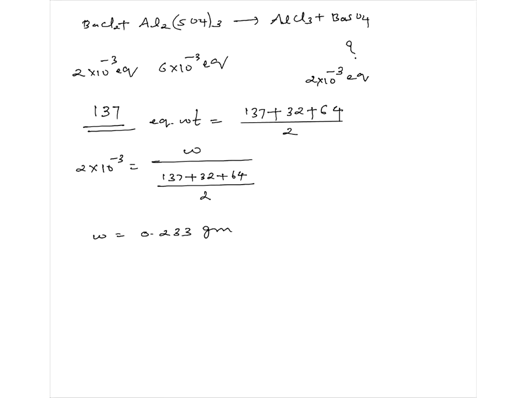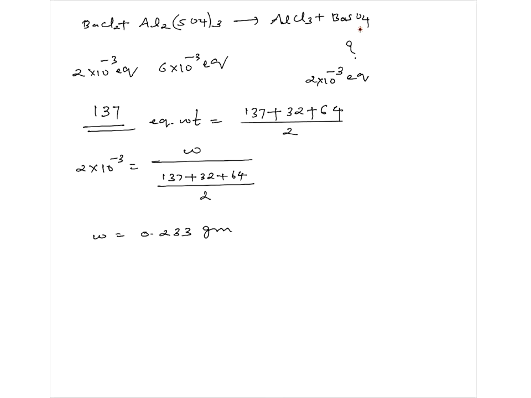When we are applying the concept of equivalents, we don't need to balance equations. Equivalents are equal everywhere. Whether I write 2 here or not doesn't matter. The rule is that equivalents of BaCl2 will be equal to equivalents of this fellow, will be equal to equivalents of this fellow. All are equal. That's it.